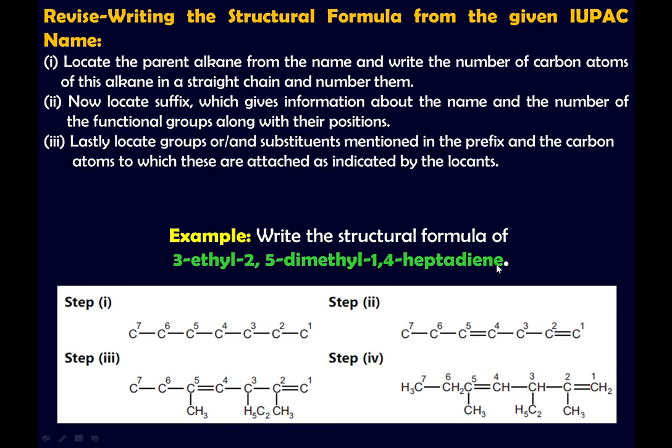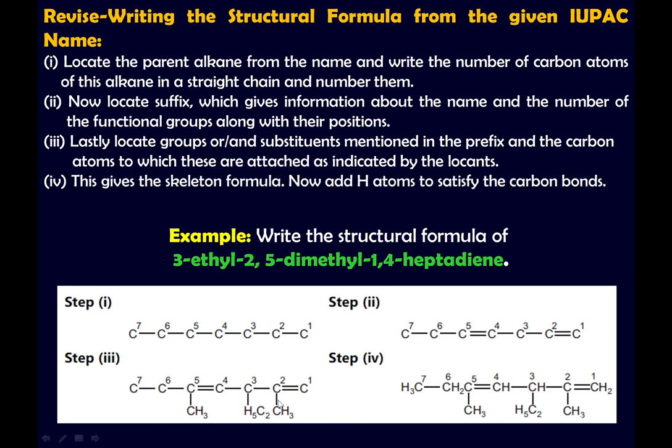Locate groups or substituents mentioned in the prefix, which are indicated by the locants. So these are going to be the substituents. We have 2,5-dimethyl, and the ethyl, so 3-ethyl, 2,5-dimethyl attached to it. And the last step is, of course, add H to satisfy the carbon atoms. So we have just filled up the H atoms to satisfy the valencies, and you have got your compound ready. So quite a nice example to remember.